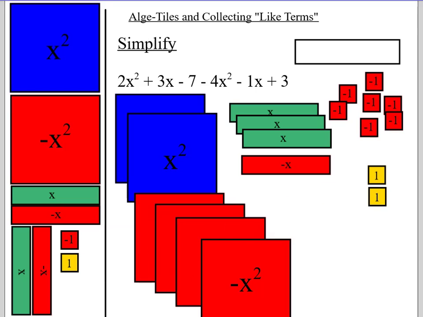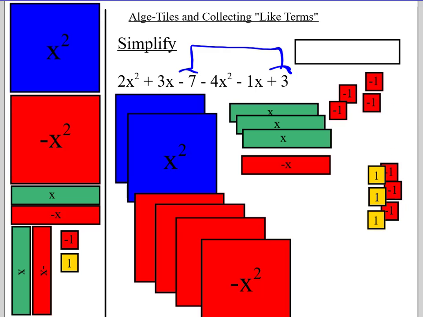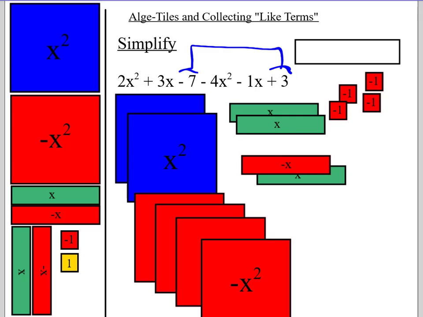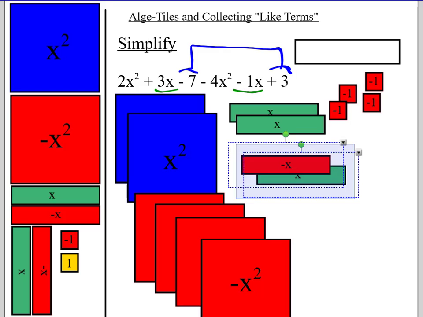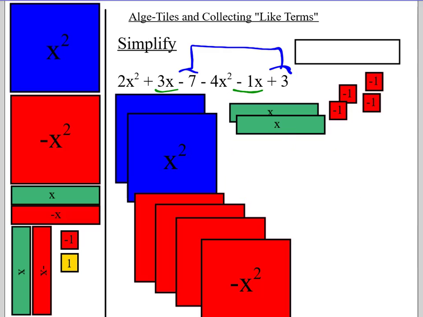Okay, so again, this term, which is just whole units, and this term are going to play together. So negative 7 plus 3. If we bring those 1's down, those cancel, and we are left with negative 4. Okay, so there's part of our question. These guys here, the negative 1x and the 3x will play together. They will zero out, and I'm left with just 2x.